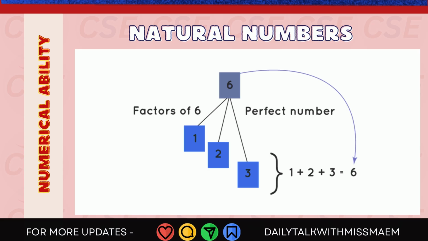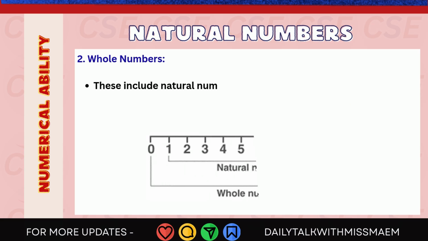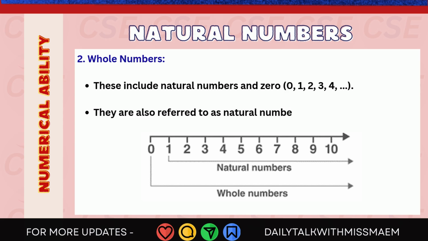Whole numbers equals natural numbers plus 0. Take natural numbers and just add 0. Boom, you have whole numbers. Whole numbers. These include natural numbers and 0: 0, 1, 2, 3, 4. They are also referred to as natural numbers with the addition of 0.